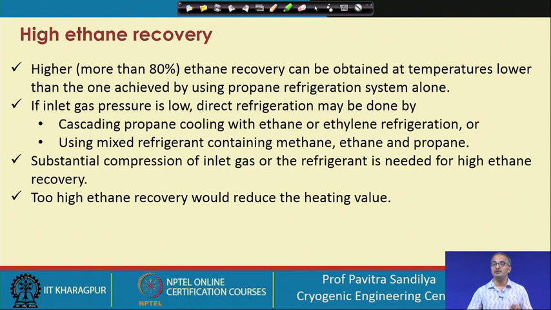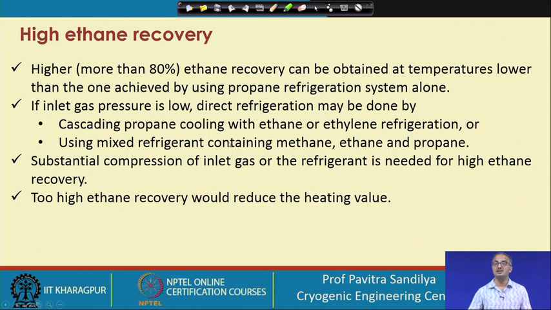So if we can make the temperature go still lower than what propane refrigeration gives, that is about minus 37 to minus 40 degrees centigrade, then we can go for a higher amount of ethane recovery. Now, if the inlet gas pressure is low, then direct refrigeration may be done either by cascading the propane cooling with ethane or ethylene refrigeration, or using a mixed refrigerant containing methane, ethane and propane.